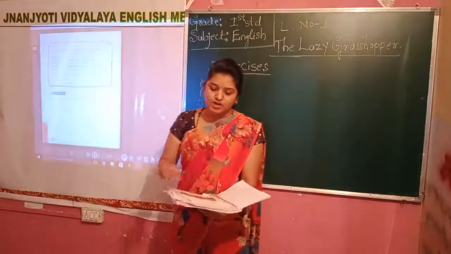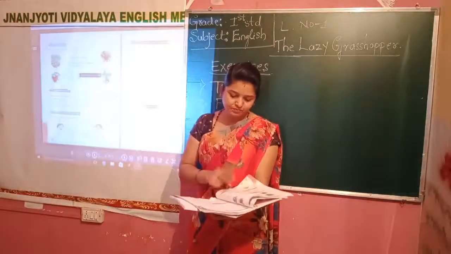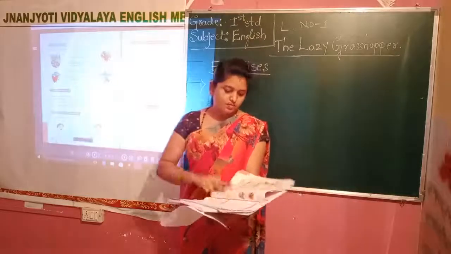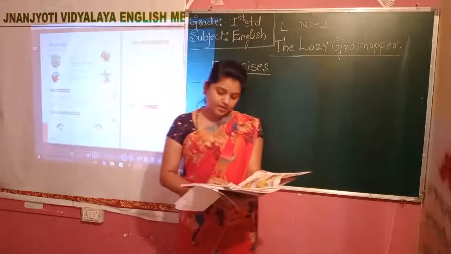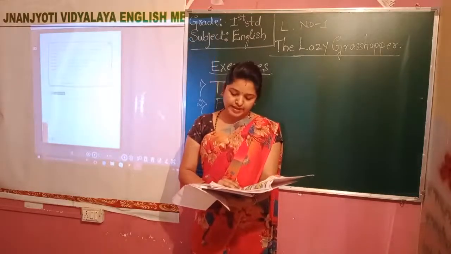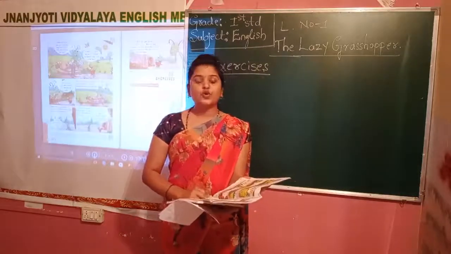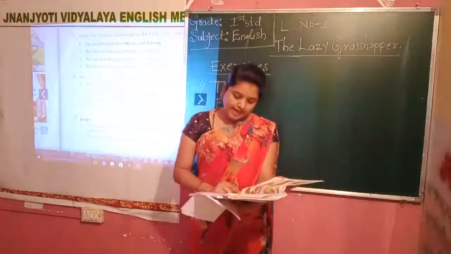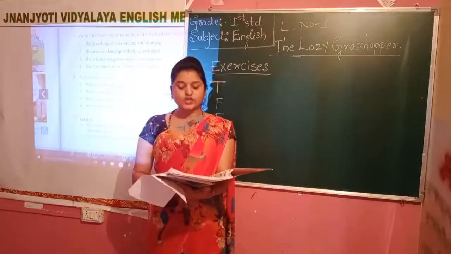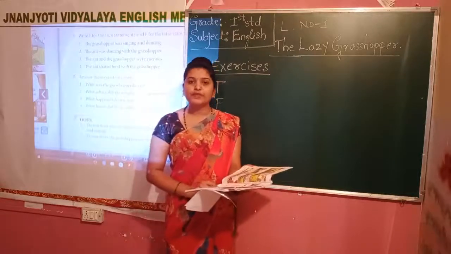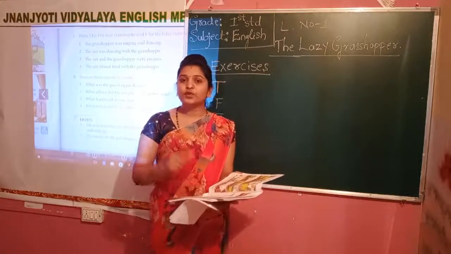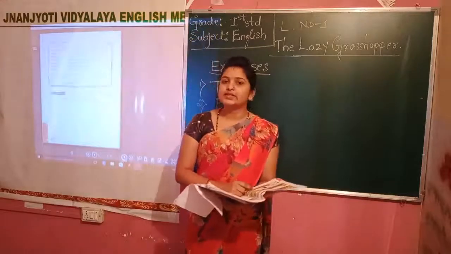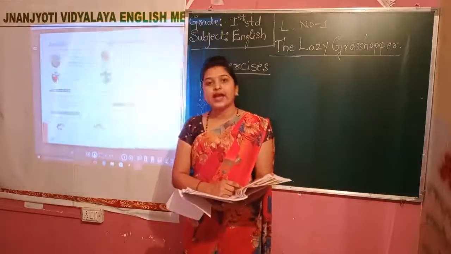Next, turn your page. I will tell you the page number. Here, there are again some HOTS questions. Do you think the ant should have joined the grasshopper in dancing and singing? No, the ant did not join the grasshopper for singing and dancing. The answer is no. Second question, do you think the grasshopper was foolish? What do you mean by foolish? The opposite word of foolish is clever. In this lesson, yes, the grasshopper was foolish. The ant was clever.